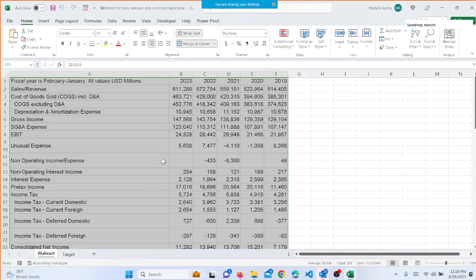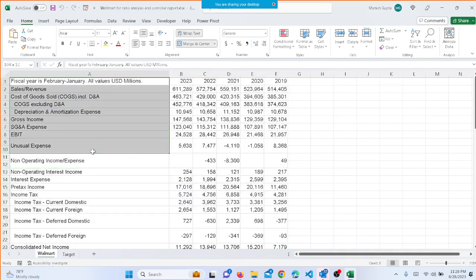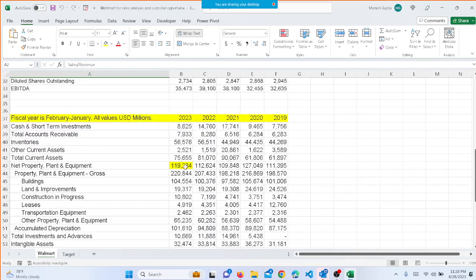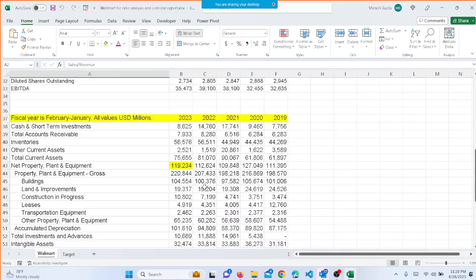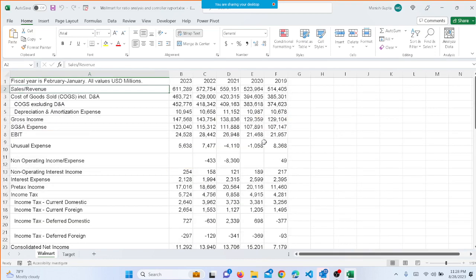So this is cleaner data. This data has the profit and loss statement from public sources, and it has the balance sheet already available from the same sources. So we have the balance sheet and the profit and loss. Now, how do we do the DuPont analysis, right?